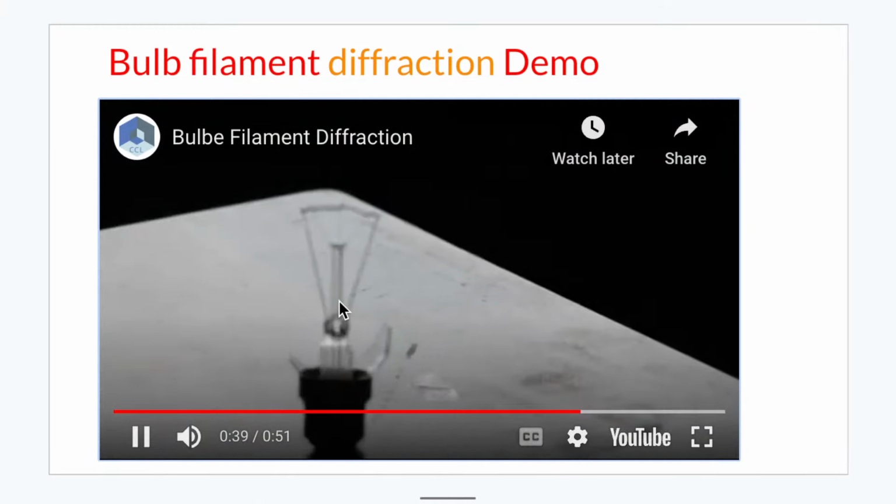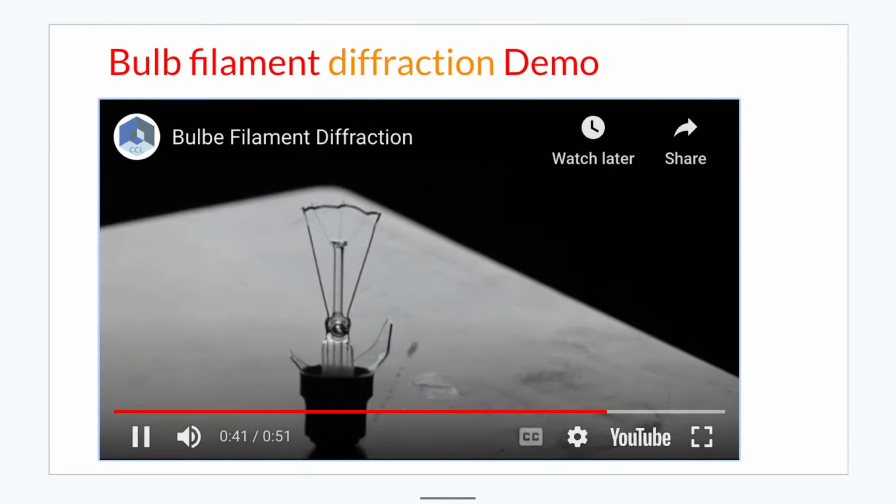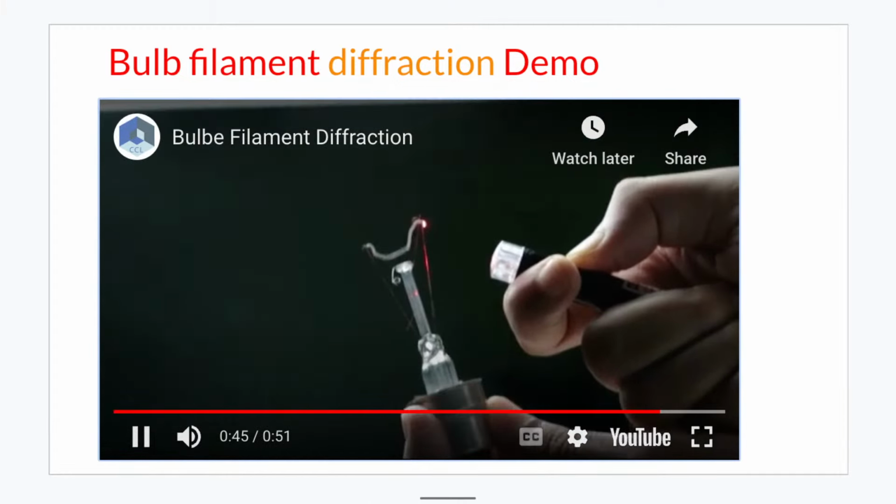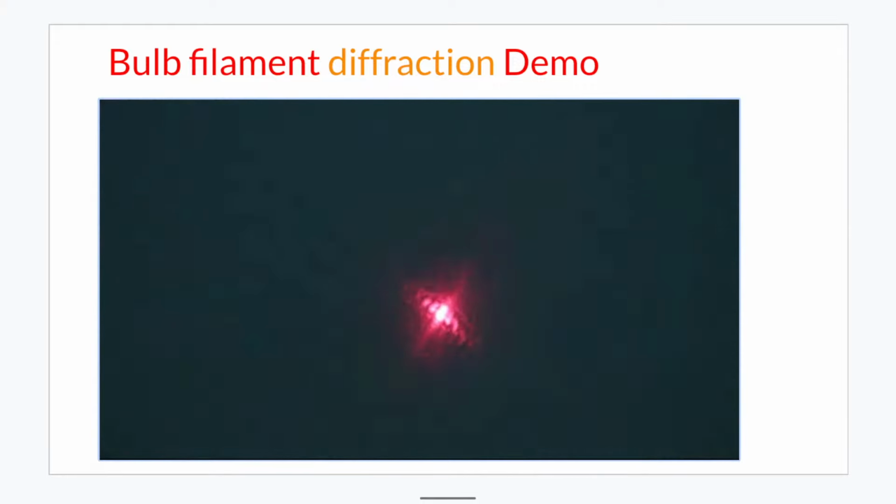So now what you're seeing is just the filament. The outer glass casing is gone. Now you shine a laser on it, a toy laser again, nothing fancy. And this is what you get.